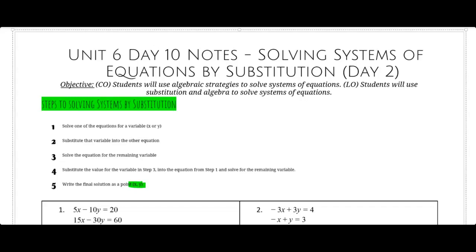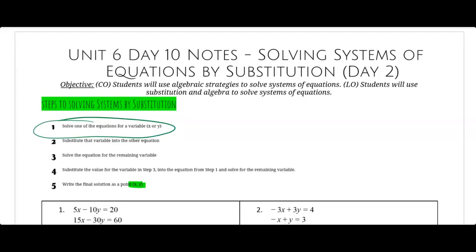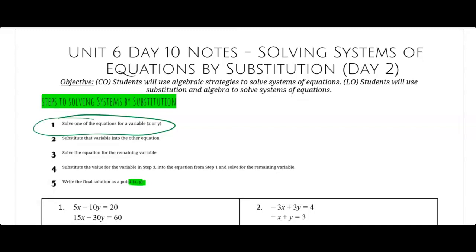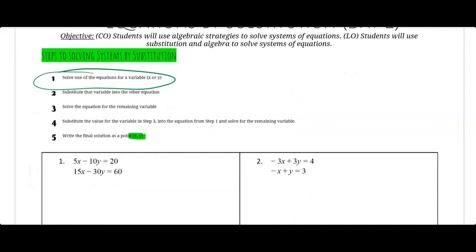So the difference between day 1 and day 2 is that now instead of having one of our equations already solved for us, we are going to have to solve one of our equations. And so the steps to solving will still be the same. We just want to make sure that we're going to have to actually do this first step here where we're going to have to solve one of our equations for x or y. Then we can do our substituting, our solving, resubstitute, and write our final answer as a point.